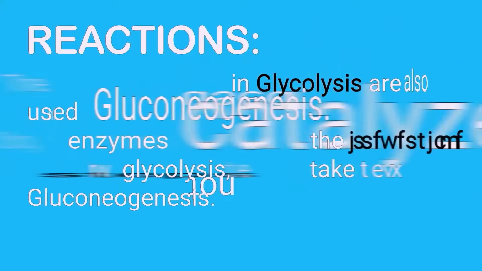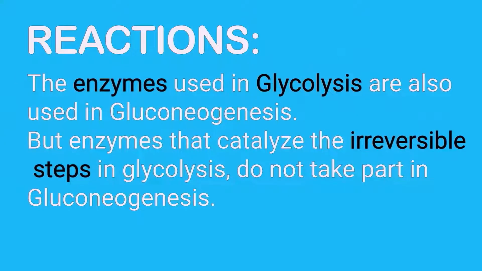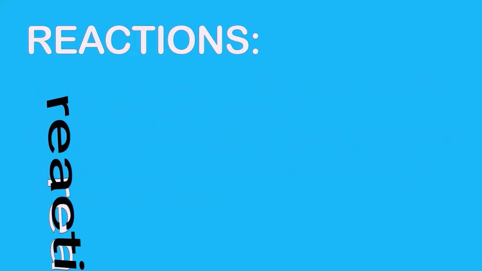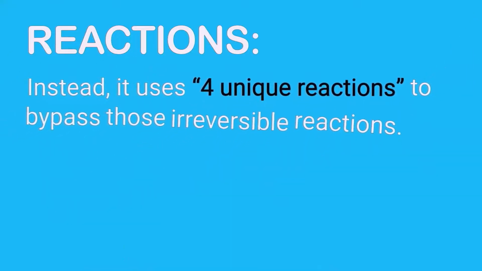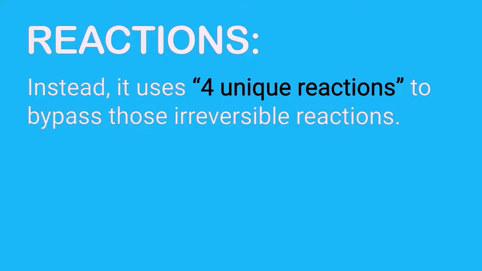Major steps of gluconeogenesis. The enzymes used in glycolysis are also used in gluconeogenesis, but enzymes that catalyze the irreversible steps in glycolysis do not take part in gluconeogenesis. Instead, it uses 4 unique reactions to bypass those irreversible reactions.